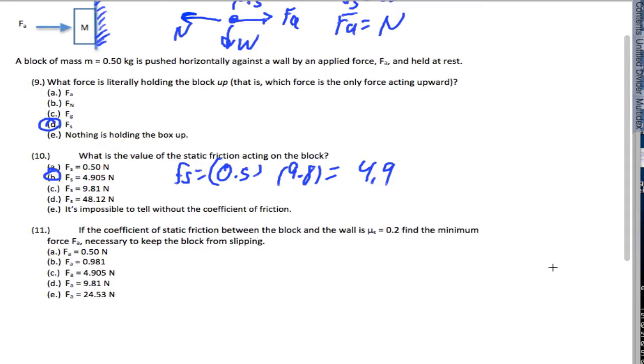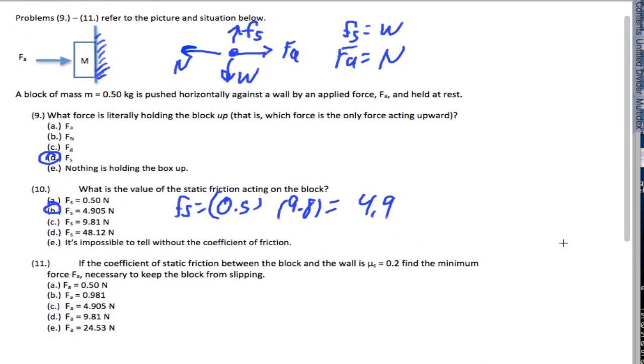Now, if the coefficient of static friction between the wall and the block is 0.2, we want to get the force necessary to keep the block from slipping. So let me actually just take my equations and make sure that I've got them available to me right here. And we'll go ahead and plug in a couple of numbers. So first of all, I know that the friction force is 4.9. And what I want to do is basically get the applied force from that if I can.